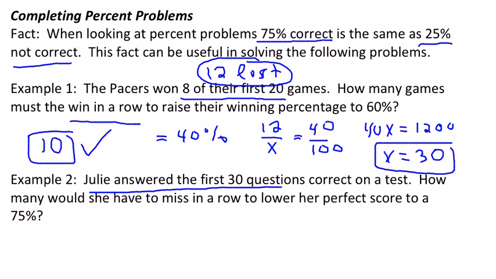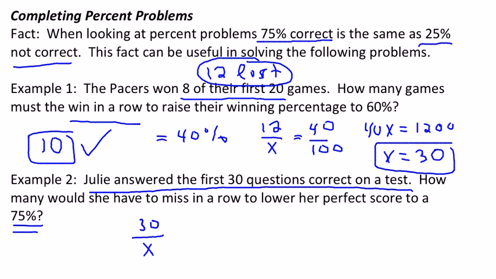Example 2 is the same idea, except now she is 30 for 30. She answers her first 30 questions correct, so she's 30 for 30. And instead of winning the rest of them or getting a certain number of questions right in a row, she's now going to miss a bunch of questions. So this time, the 30 represents the number correct. We don't know how many questions we're going to end up with, but we do know the 30 needs to represent 75% of that total.